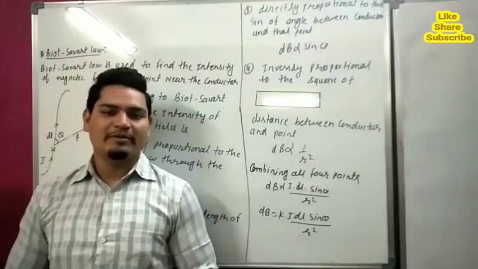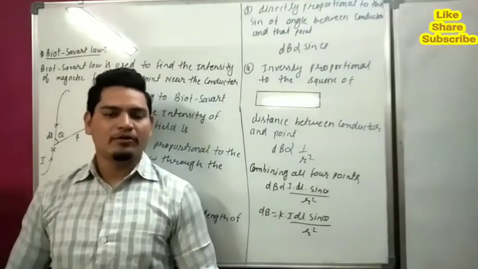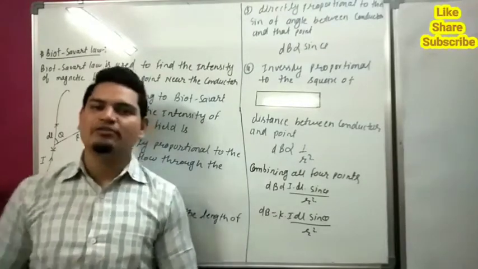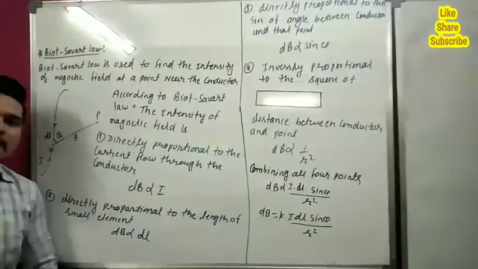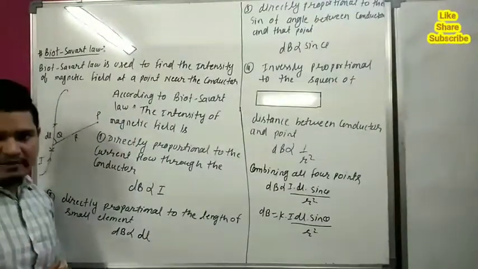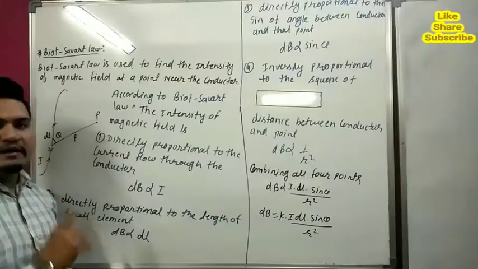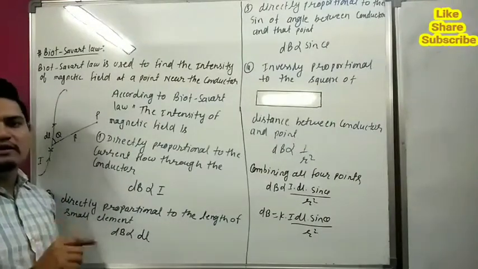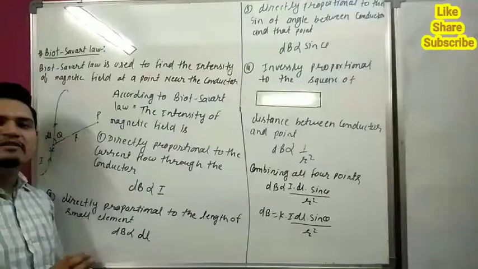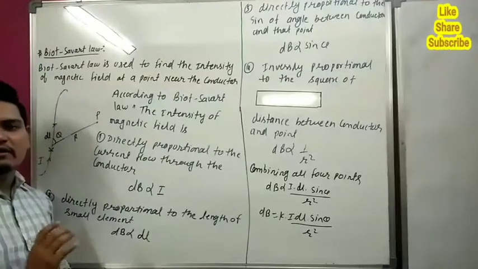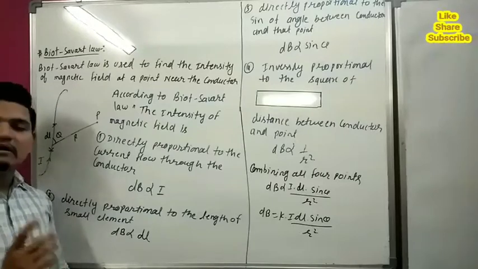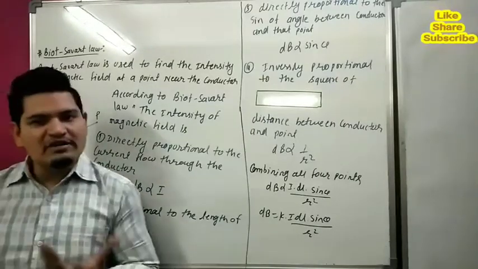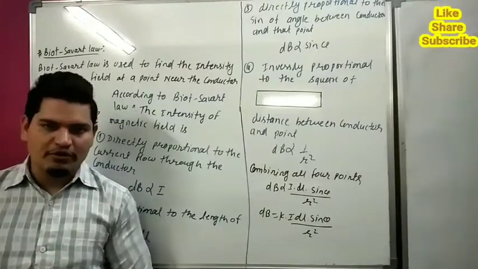Now our next topic is the Biot-Savart law. The Biot-Savart law is also one of the most important topics, like the Oersted experiment. The Oersted experiment proved that a magnetic field is developed due to electric current, but he does not say how much magnetic field is produced.